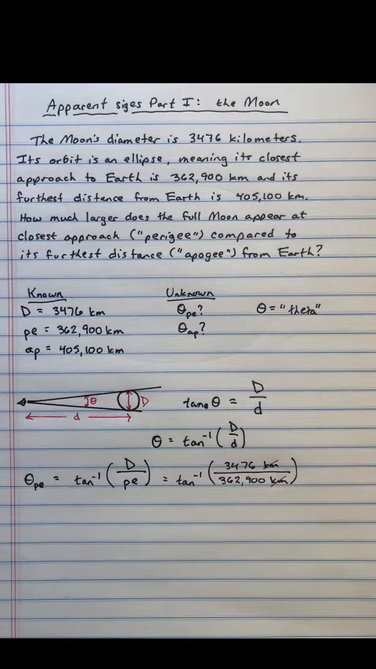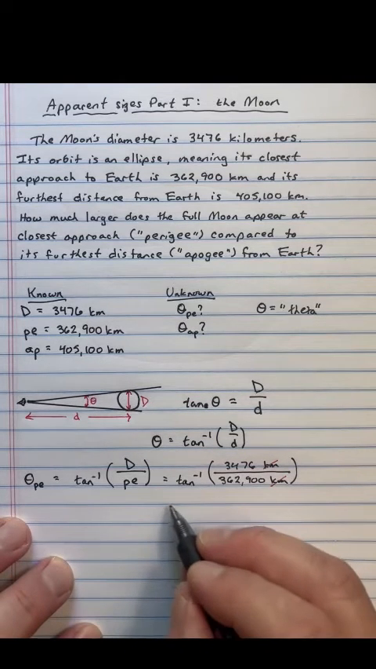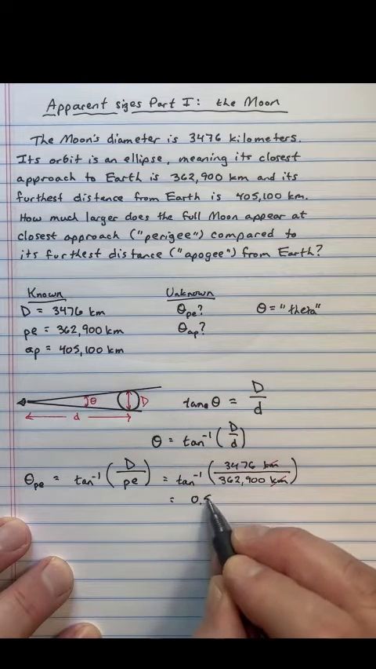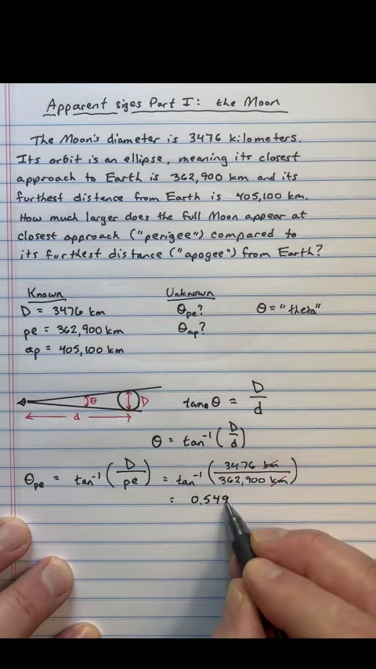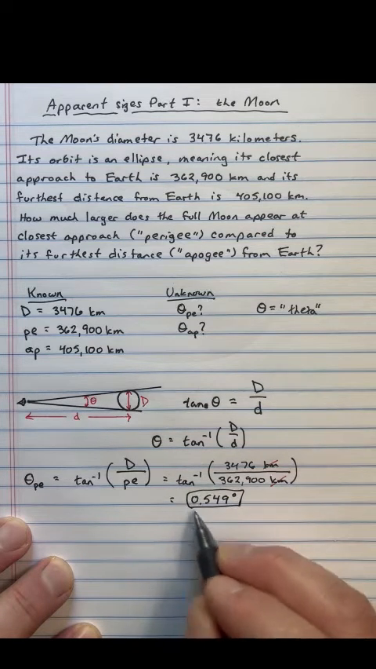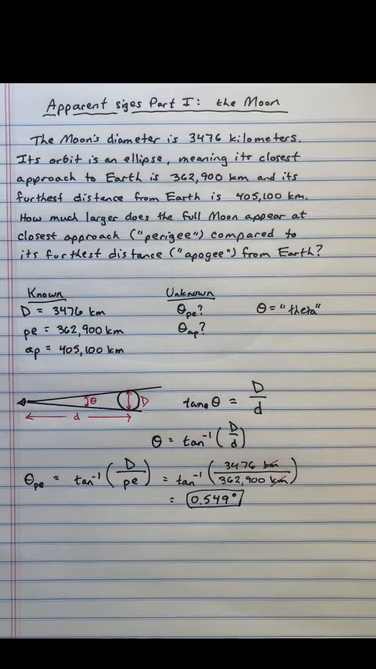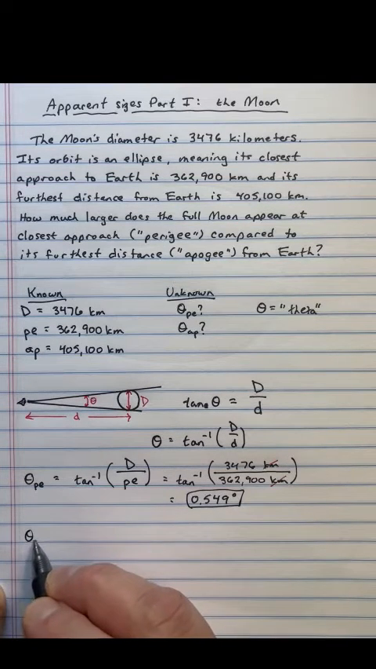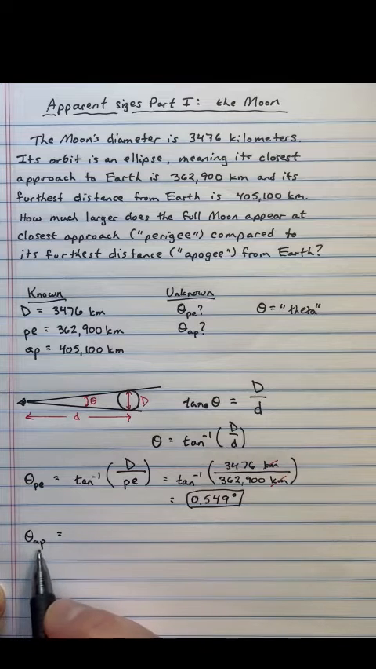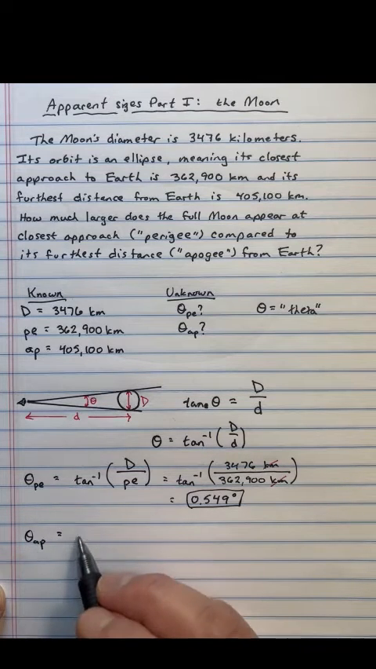Okay. Long story short, let's go find our perigee angle, and if I crunch the numbers into my calculator, I get 0.549 degrees. So a little over half a degree across, okay? So when you look at the full moon up in the sky, the moon is roughly half a degree across. Now, how does it change, or how is it different if we look at the moon when it's at apogee? So same calculation, except subscript AP for apogee angle now.